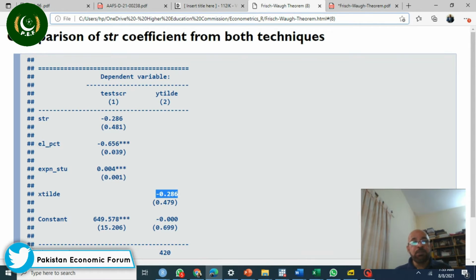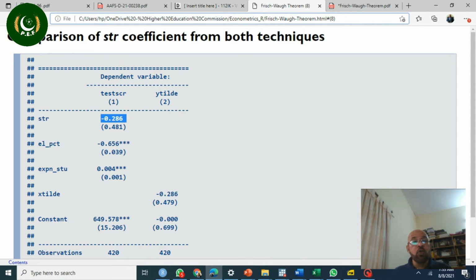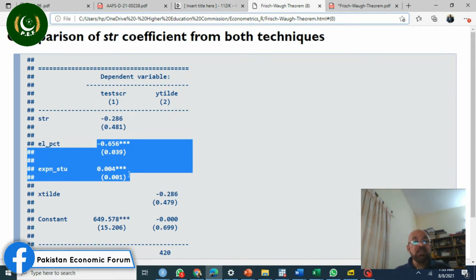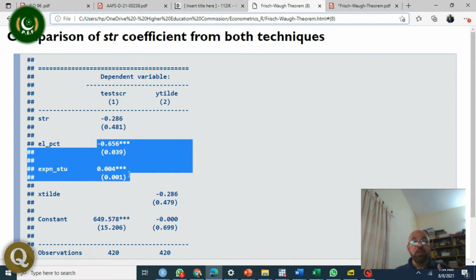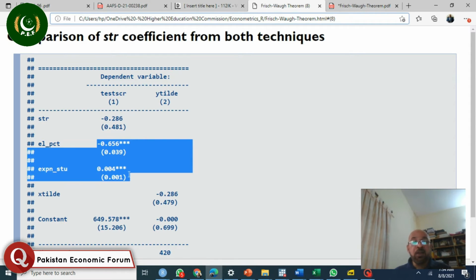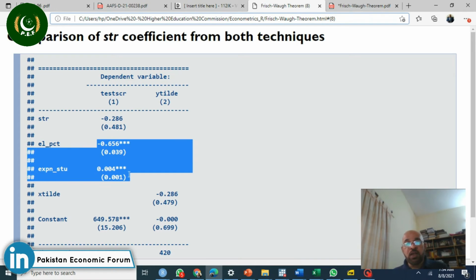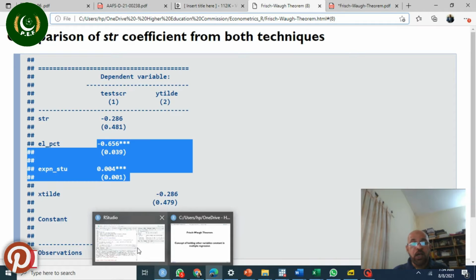So please keep in mind that when we say this is the effect of student-teacher ratio holding the effect of these variables constant, it means their effect is partialed out, netted out, taken away from both the y and x variables. So that is the Frisch-Waugh Theorem. Those who want to stop here can stop. Those who are interested in how to do it in R, be with me. I am going to do it in R.